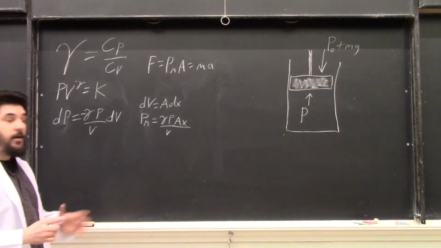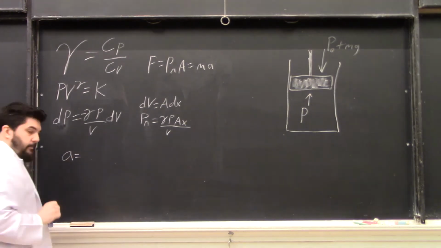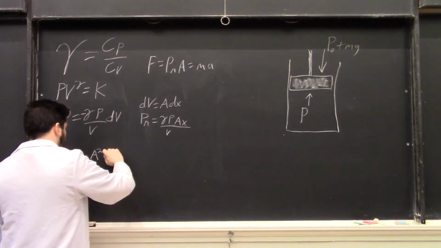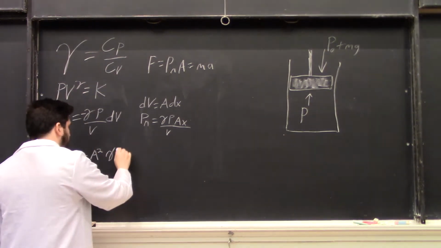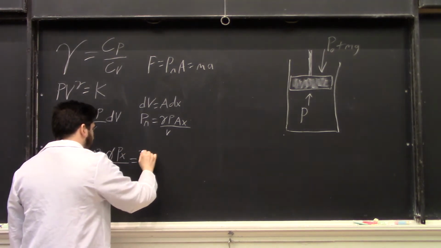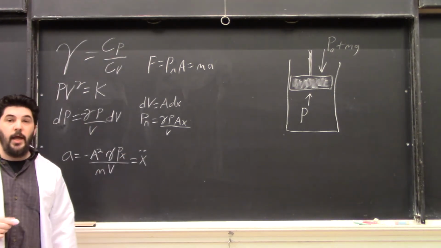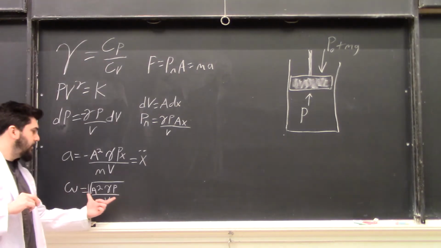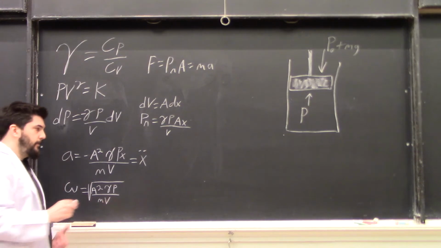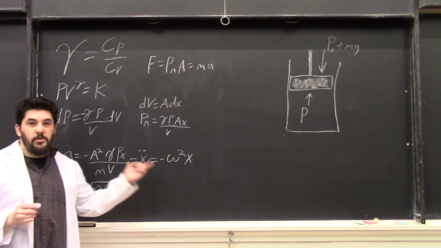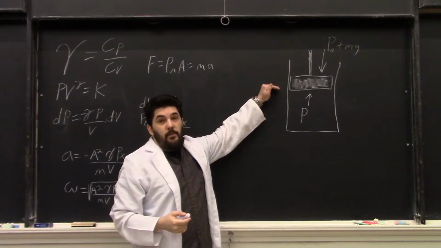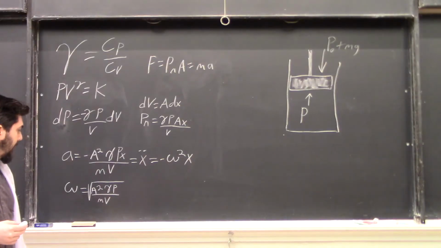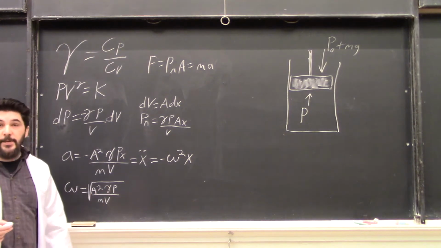And so when we combine all these, using double dot shorthand for second derivative with respect to time. So if we substitute omega in for this, we get just a simple harmonic oscillator equation. That means if the piston deviates from equilibrium, it's just going to bounce up and down. And the frequency is going to depend on gamma.